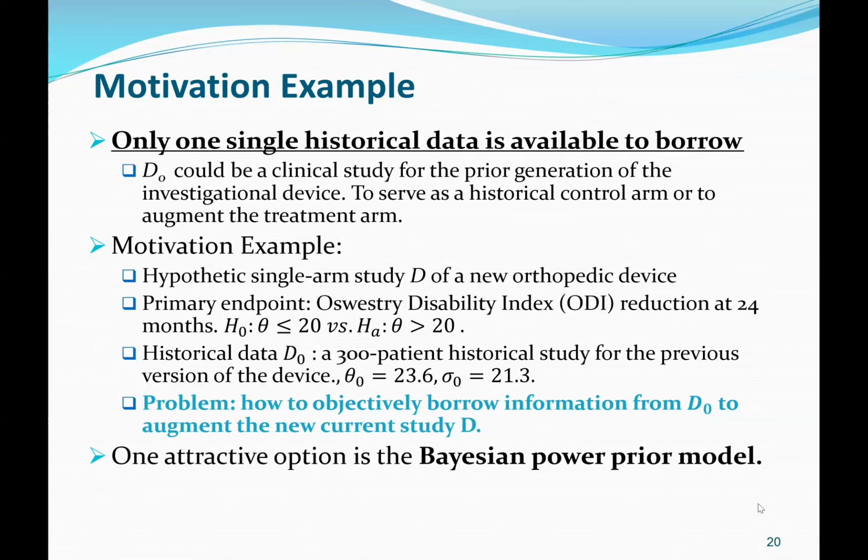So it's a continuous variable, ODI score improvement from baseline. We're looking at the 20 point improvement, succeed or not. And historical data could be like 300 patients' data. So we want to make sure we borrow information from D0 without over inference from D0 to the overall posterior probability used to draw the inference. So one attractive option is the Bayesian power prior.